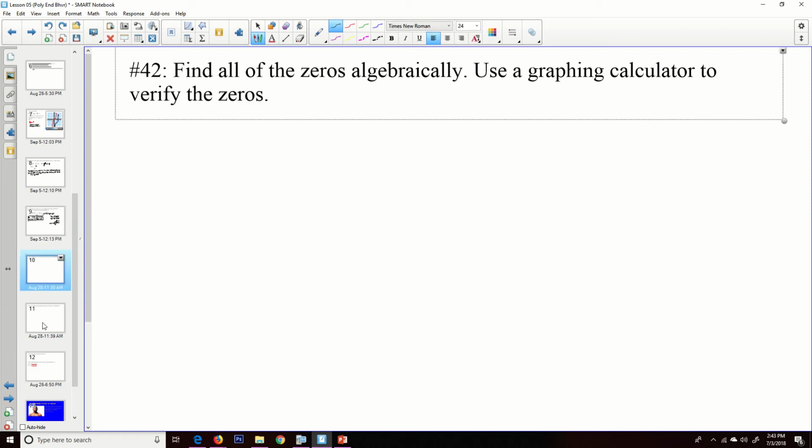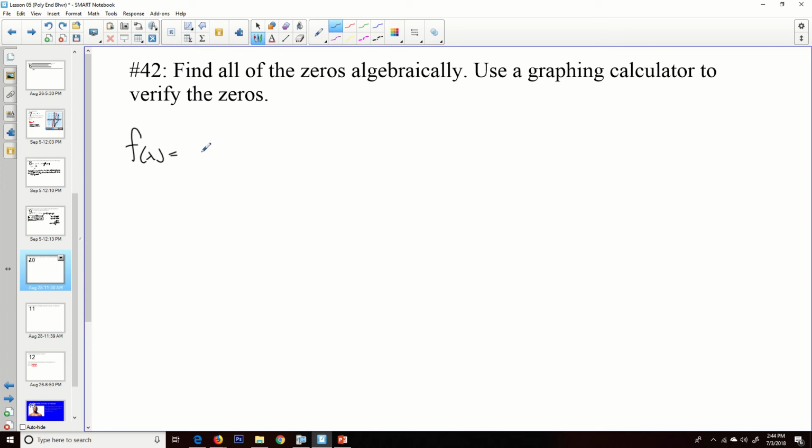All right, find the zeros algebraically, and then use a graphing calculator to verify the zeros. That's number 42 from the text. Let's check out that number. I had meant to put this in here, but let's grab it. So it's f of x equals x to the 5th minus 6x to the 3rd, plus 9x. And so we want to find these zeros algebraically.